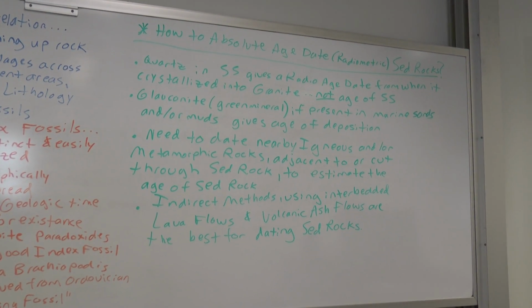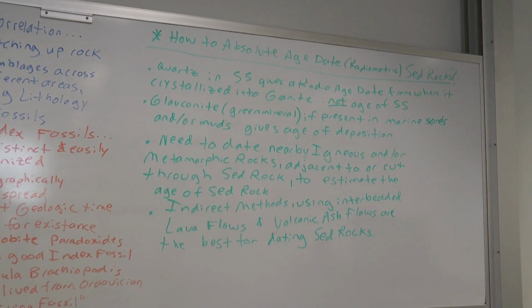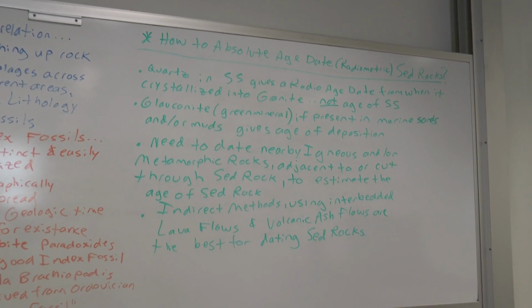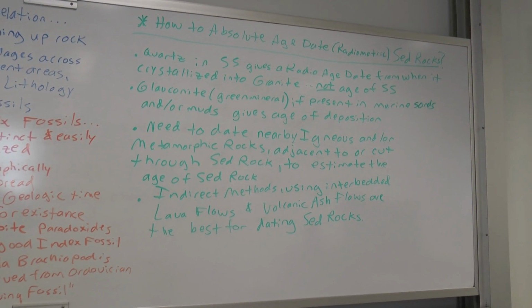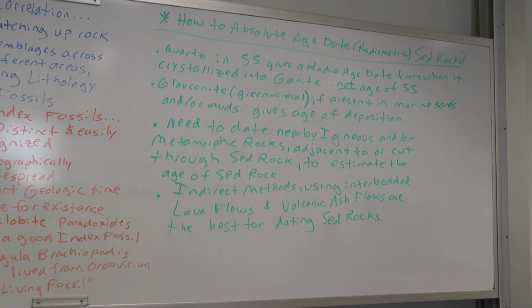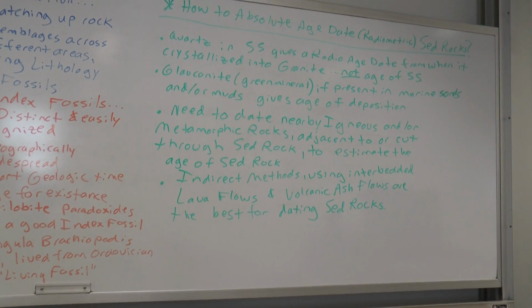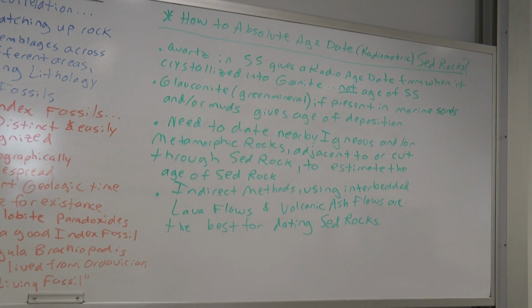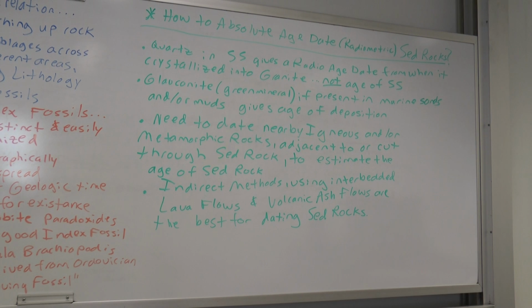Now, something else I mentioned in an earlier PowerPoint, either in Chapter 4 or in Chapter 6: glauconite, which is a green mineral. Glauconite has radioactive materials in it. Glauconite is sometimes present in marine sands and or muds.